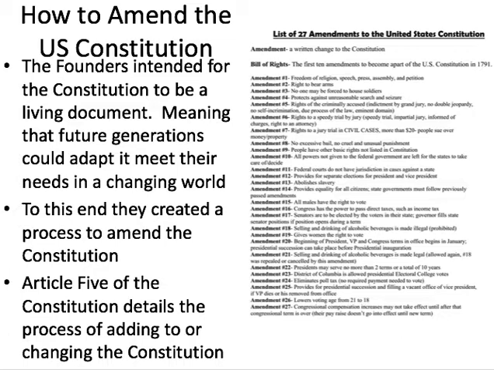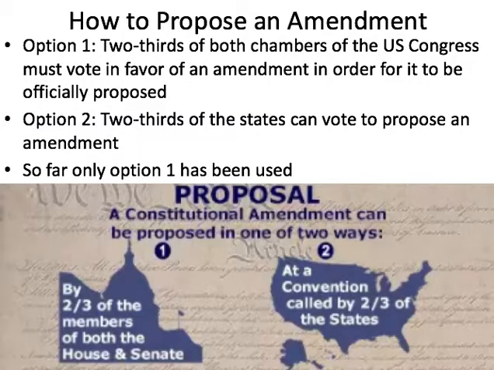So let's take a look. So here you see first the list of all of the amendments that have been put through, 1 through 27. In order to get an amendment, first it has to be proposed. So the proposal for an amendment can come from two different places according to Article 5 of the Constitution. One, it can come from the U.S. Congress. 2/3 of both chambers have to vote for an amendment to push it forward.